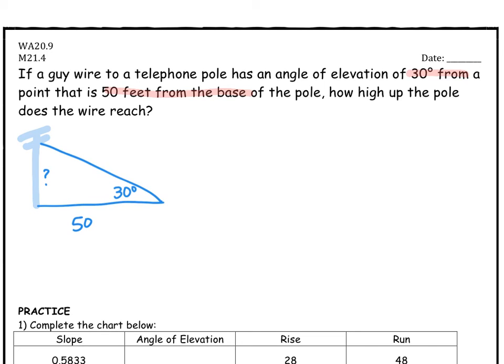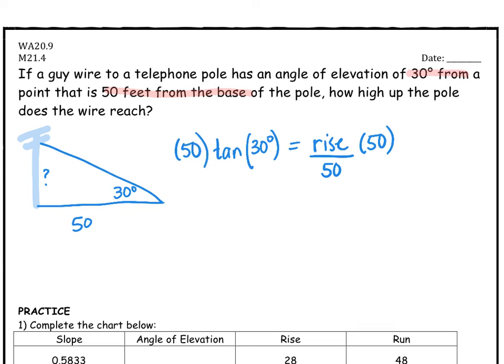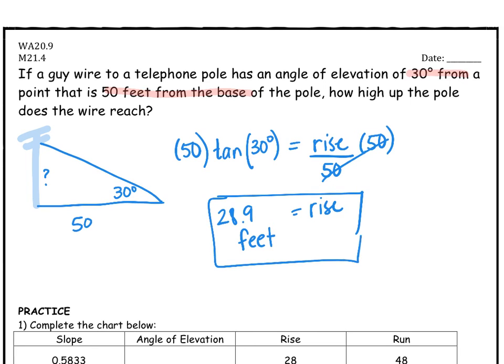Okay, so basically I wanted to calculate my rise. So I know that the tan of the angle of elevation is equal to my rise over my run. So when I want to solve for that, I'm going to multiply by 50 on both sides. So I end up with 50 times tan of 30, which is 28.9 feet.